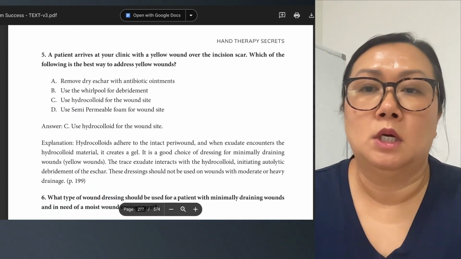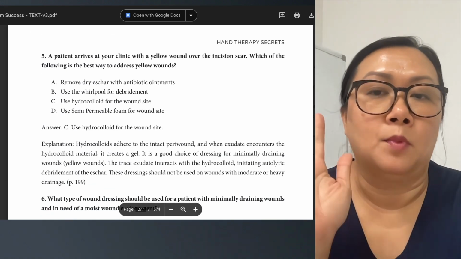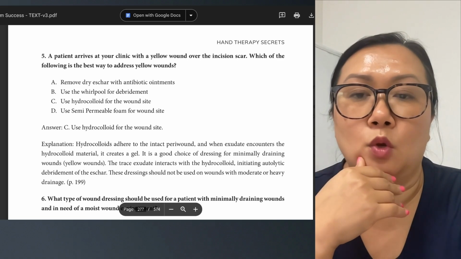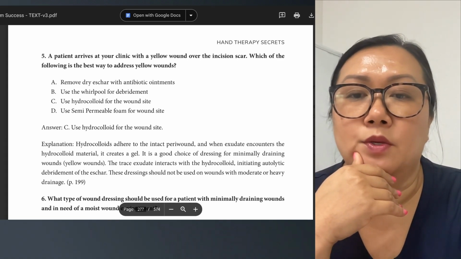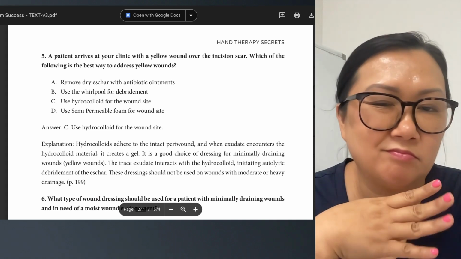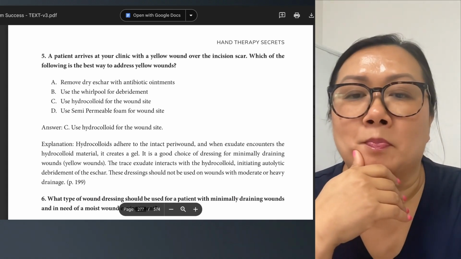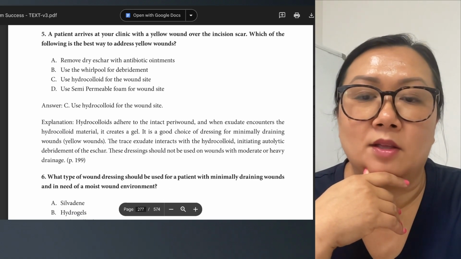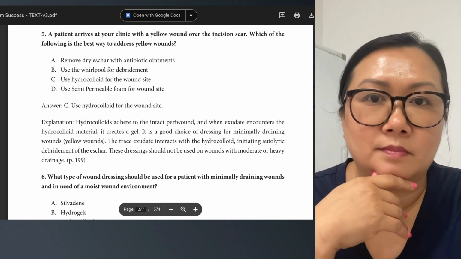Okay, answer question number 5. What is the best way to address yellow wounds? And the answer is C. Use hydrocolloid. I'm sure I'm saying that word incorrectly, but don't correct me. It's okay. For the wound sites.